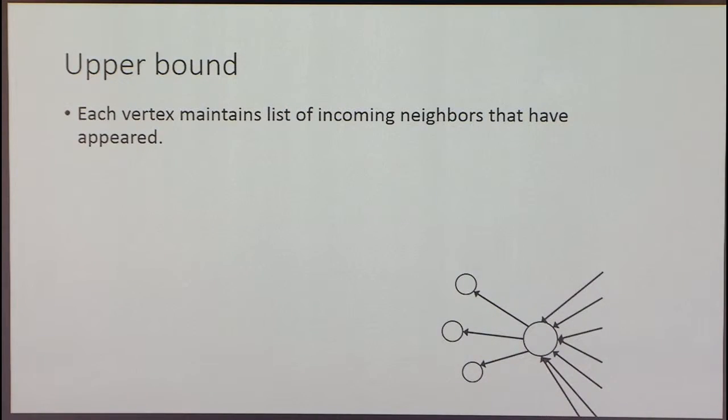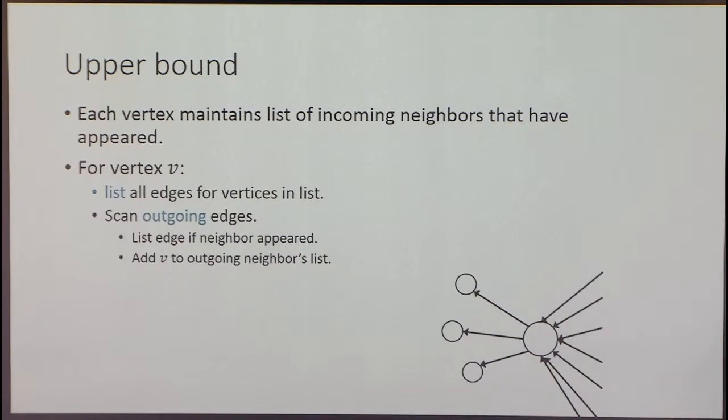Now we can talk about the upper bound for this induced subgraph problem. We orient the graph using this order of alpha of G out degree orientation. Each vertex maintains a list of all of its incoming neighbors that have already appeared, similar to the heavy vertices in the previous algorithm. Now when a vertex v arrives, we first list all the edges of vertices in the list.